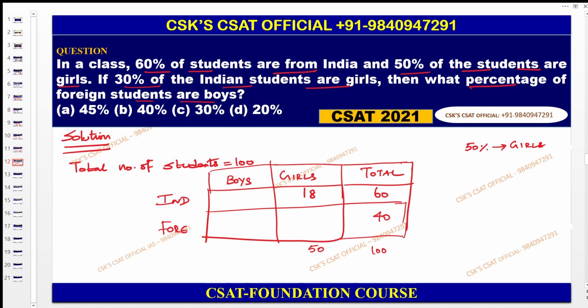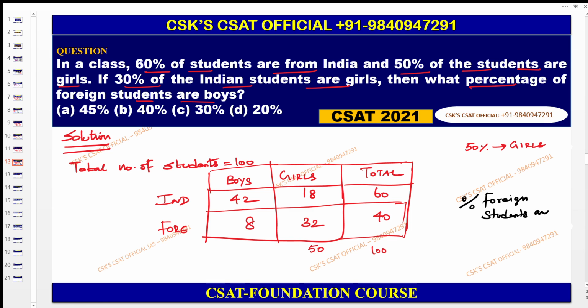Then we can easily find out the foreign girls here. 50 minus 18, 32. Then automatically we can calculate the boys here. Total Indians 60, girls here 18, minus, that is nothing but 42. Total foreign is 40, girls is 32, boys is 8. Now you need to find out the percentage of the foreign students who are boys.